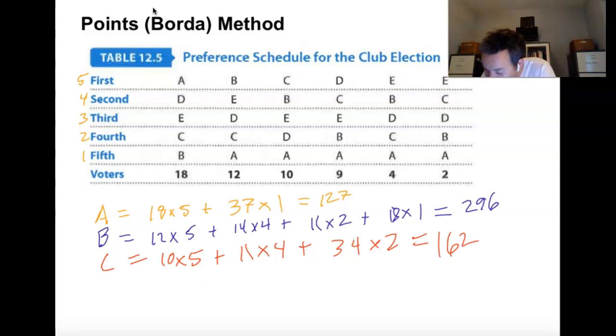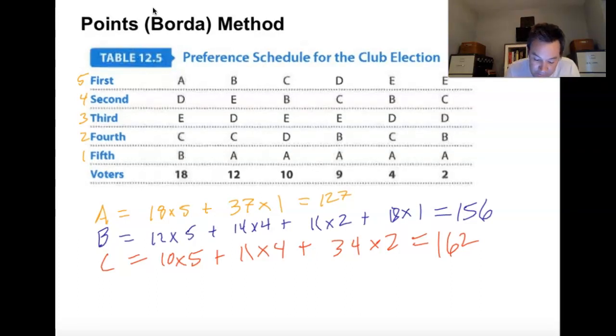Oh, I just noticed that I made a calculation error on candidate B. I did 14 times 14 instead of 14 times 4. All right, sorry. Hopefully you checked me on that, but this is only 156 for candidate B. I screwed it up in my calculator here. I put 14 instead of 4.